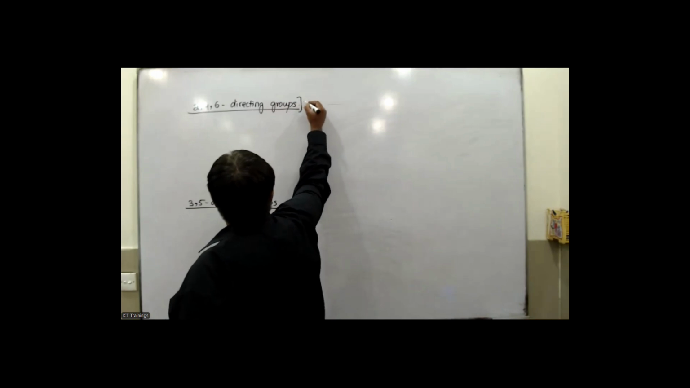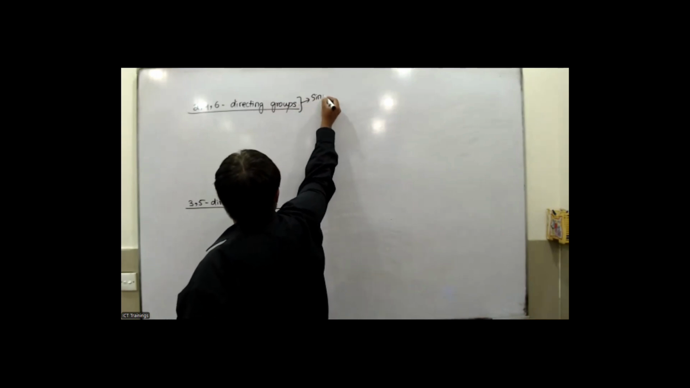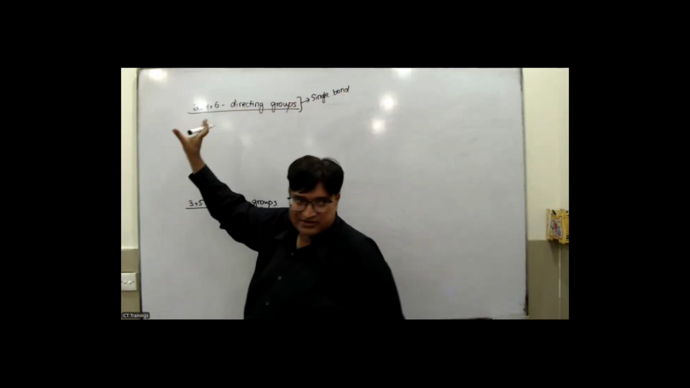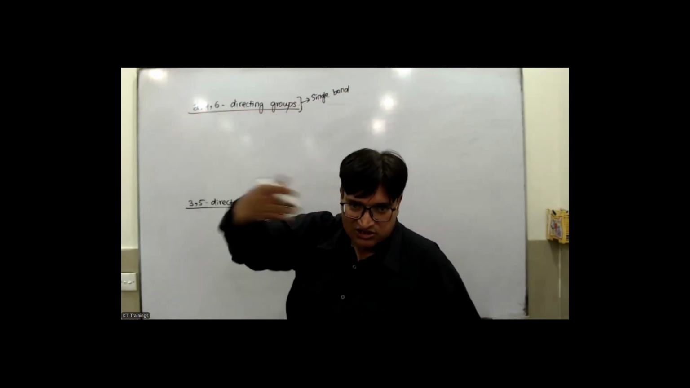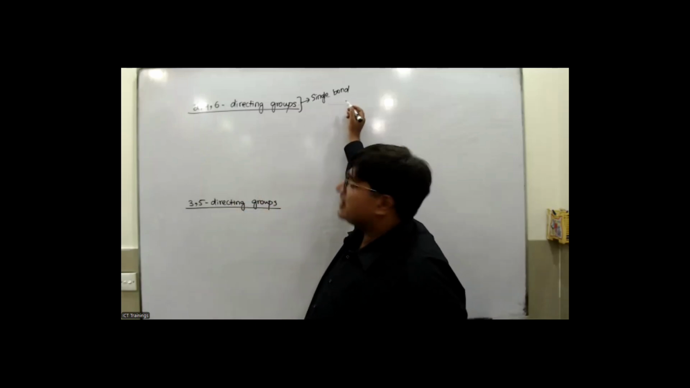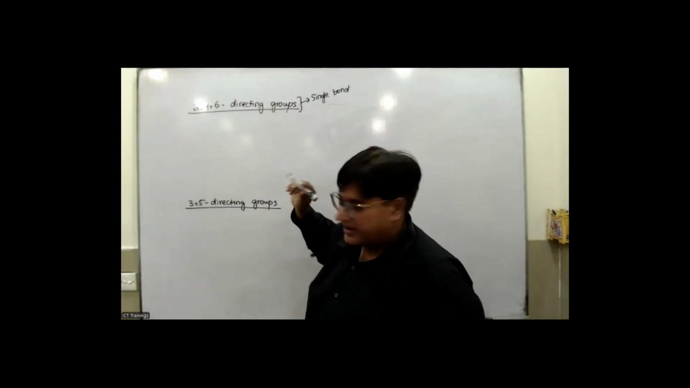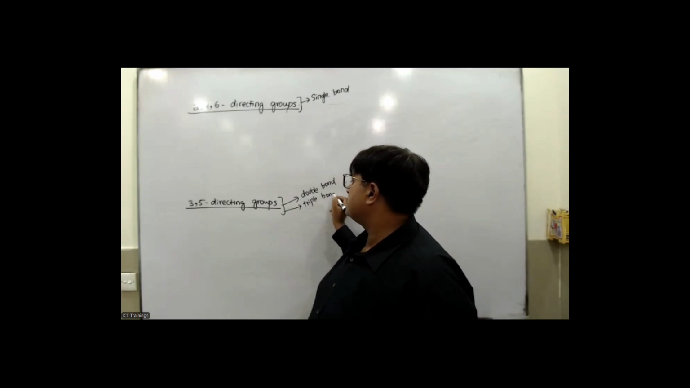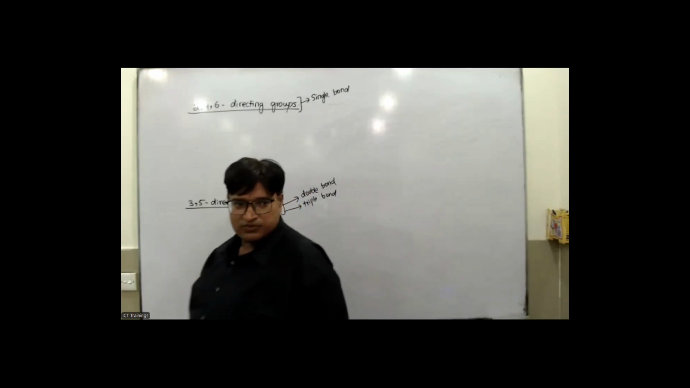2, 4, 6 directing groups are those groups which have a single bond between them. This is my self-made rule. It's not present in any book. This is just for your convenience. If any group contains a single bond, that is a 2, 4, 6 directing group. If any group has a double bond or triple bond, that group is, my dear, a 3, 5 directing group.